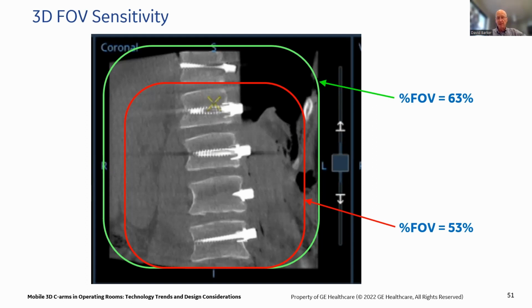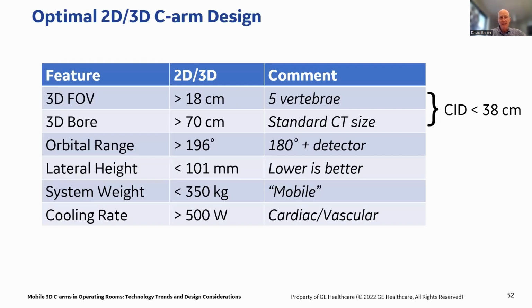So a quick summary of the parameters that I think are the key parameters to a good 2D/3D system, so the system's doing everything you want. You want the 3D FOV to give you a reconstruction volume of 18 centimeters or bigger, and that's going to allow you to see about 5 vertebrae. That will give you a 3D bore size of about 70 centimeters or bigger, if the CID is about 38 centimeters or smaller, if you actually could go find that number. Those 3 things kind of work in concert.